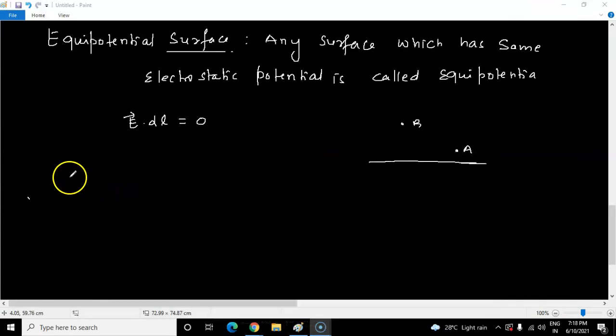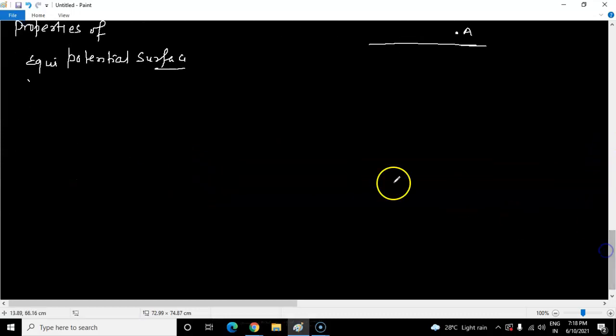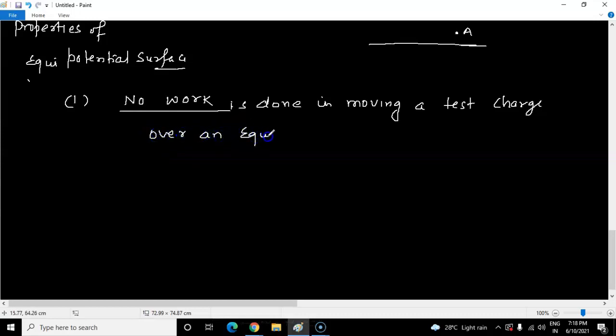Now see the properties of equipotential surface. First, the one you have done, which I told you: no work is done in moving a test charge over an equipotential surface.